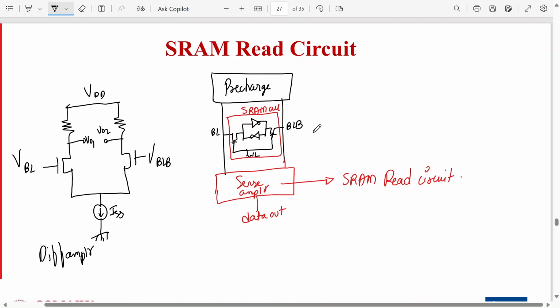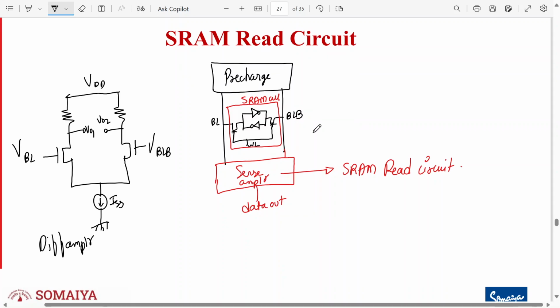So the aim is to reduce the read access time. That's why we go for a sense amplifier. The read circuitry or the sense amplifier must detect a very small voltage difference between the two complementary columns, which is BL and BLB, and amplify this difference to produce a valid logic output level.